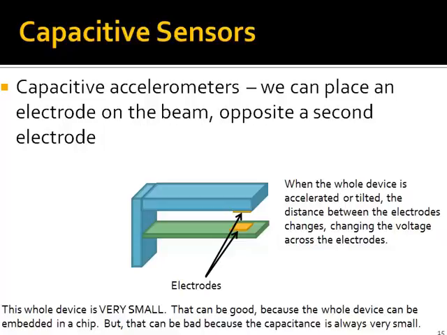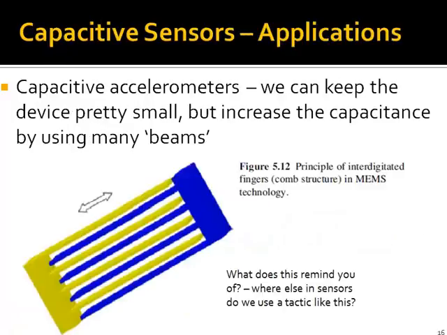Unfortunately, because this device is so small, the capacitance is also very small, and so it's hard to detect. Usually when these devices are made, they're made more like the picture shown here, with many beams interleaved between each other. The entire device can still be made very small, but the capacitance will be greater and easier to measure.